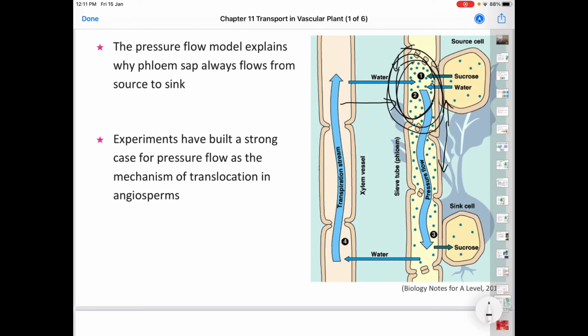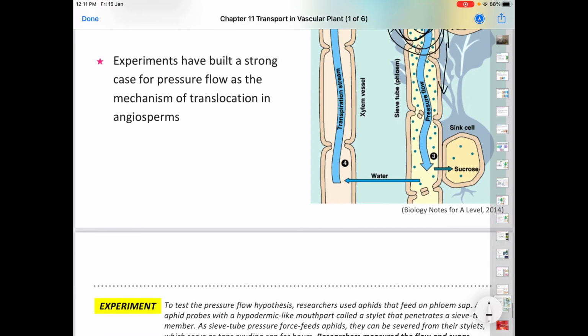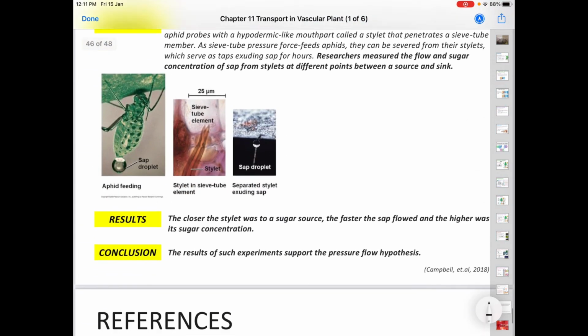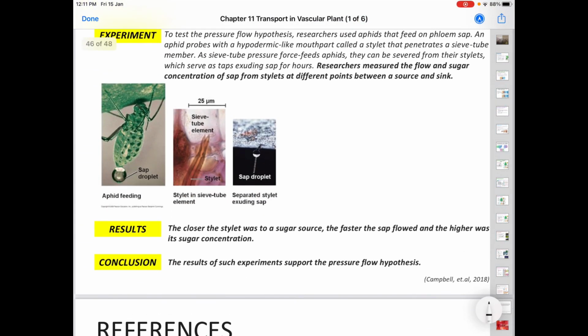So this experiment has built a strong case for pressure flow as the mechanism of translocation in angiosperms. The researchers did some experiments to prove whether the pressure inside the sieve tube is really high. So the experiment is done like this. To test the pressure flow hypothesis, the researchers used the aphid. Aphid is a very small organism that feeds on the phloem sap.